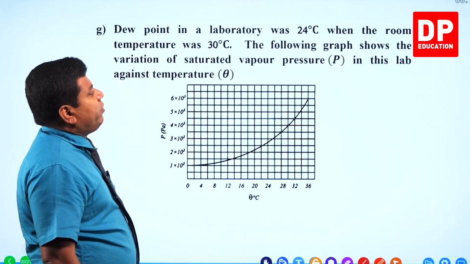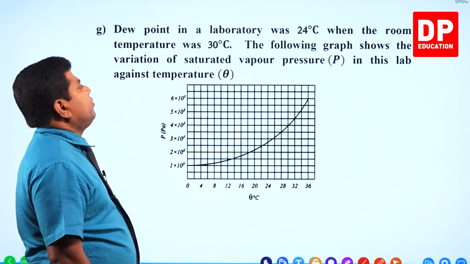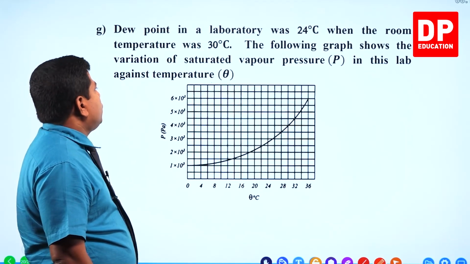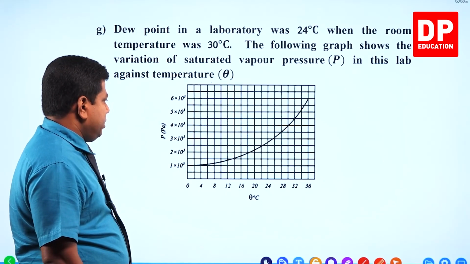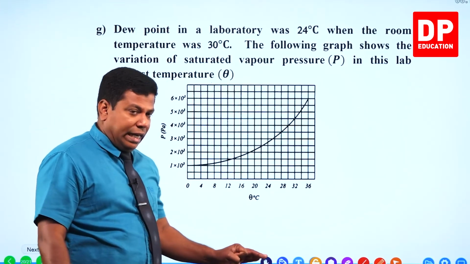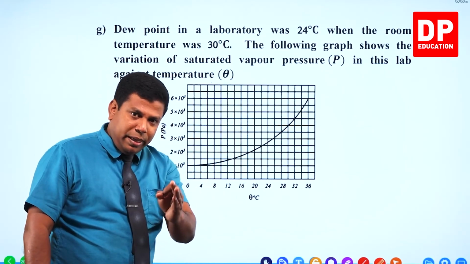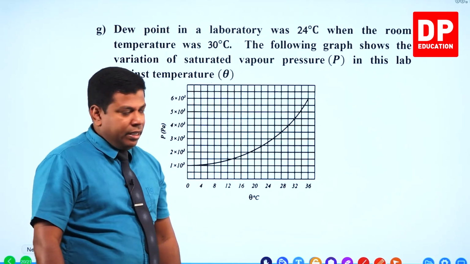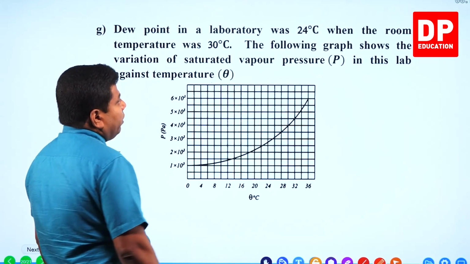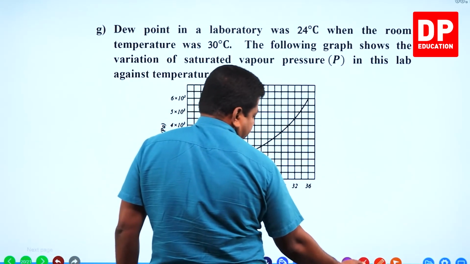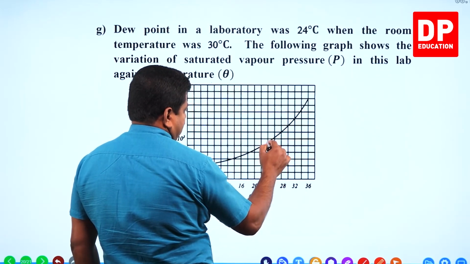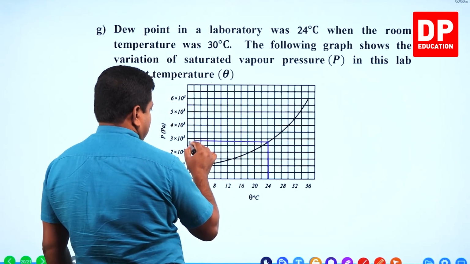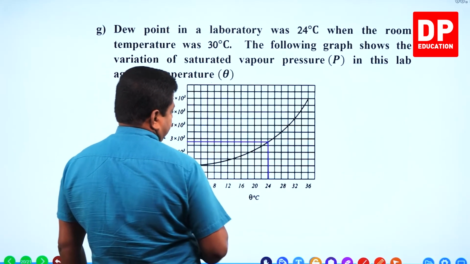Dew point in a laboratory was 24 degrees centigrade when the room temperature was 30. Following graph shows the variation of saturated vapor pressure P in this lab against temperature theta. Remember again, this is a reproduced graph. If you take the original paper, sometimes the points can be slightly different, but look at the method we are going to use. 24 and 30. 24 is here. 30.